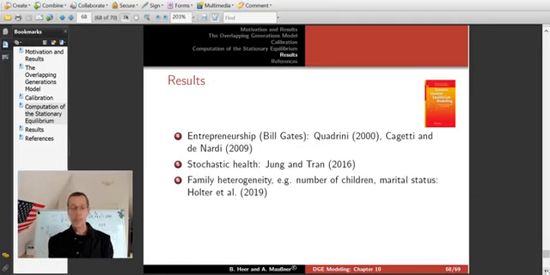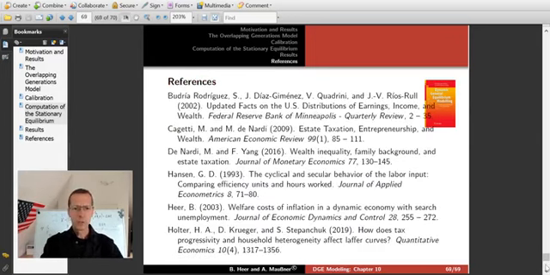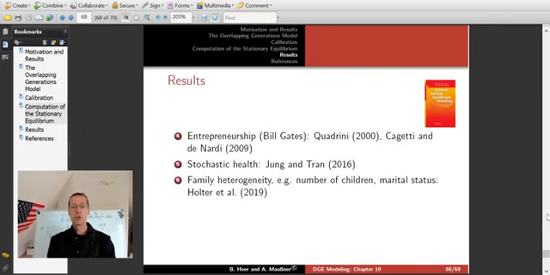And last but not least, there are many other aspects. In a paper by Holter, Krueger, and Stepanchuk, if I remember correctly, in 2019, in Quantitative Economics, they find empirically that wealth is related to marital status. Married people are wealthier on average. And of course, if you get a divorce, it drains your assets. You get poor very fast. One of the biggest risks is to get divorced. And this is, of course, also an important explanatory factor in the distribution of wealth.